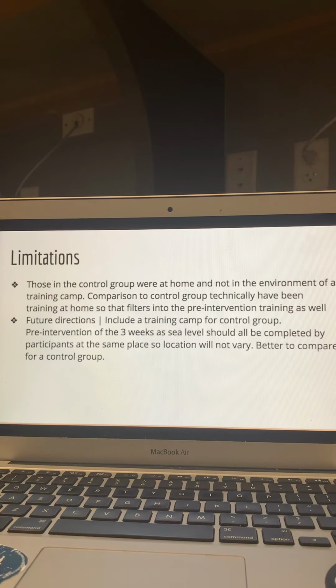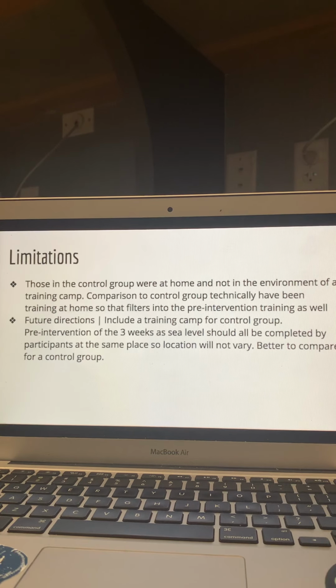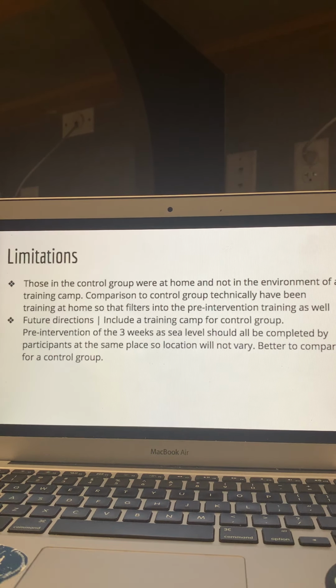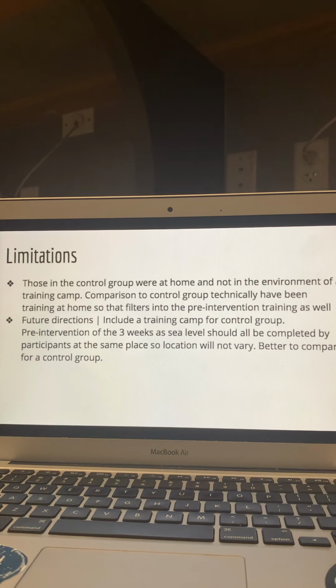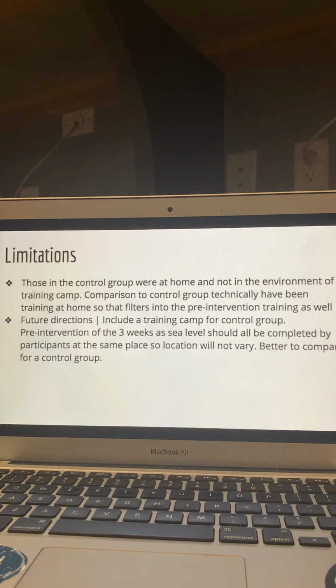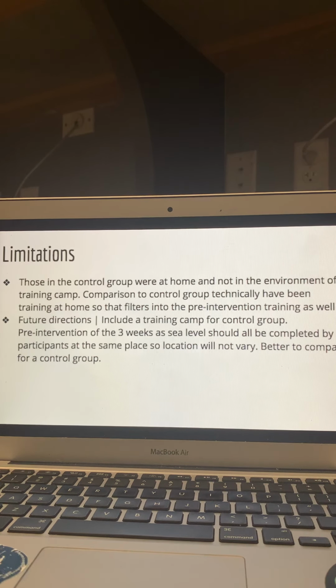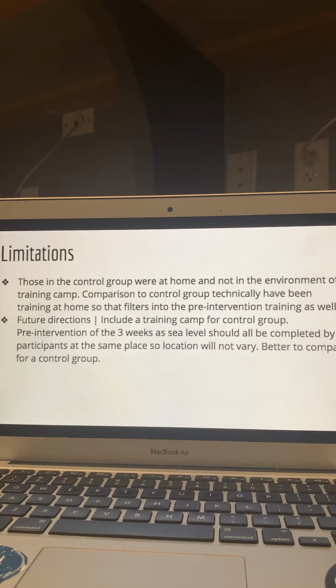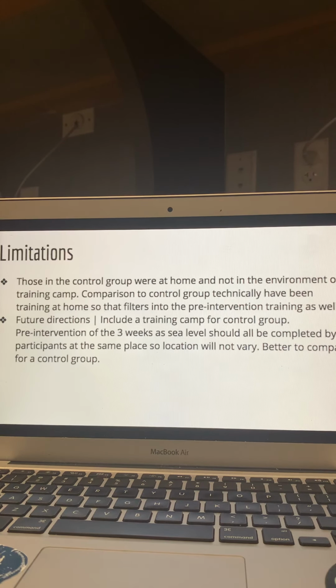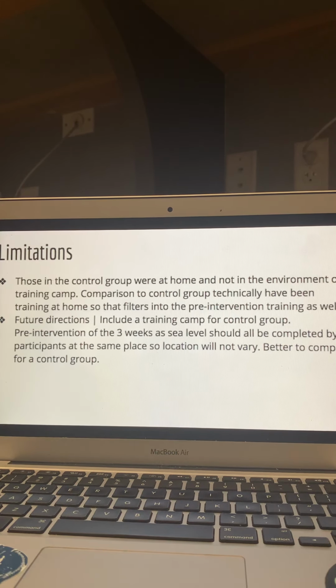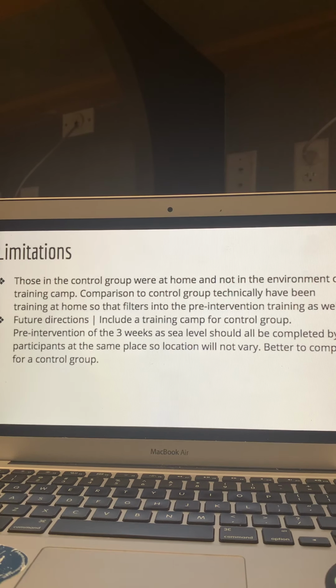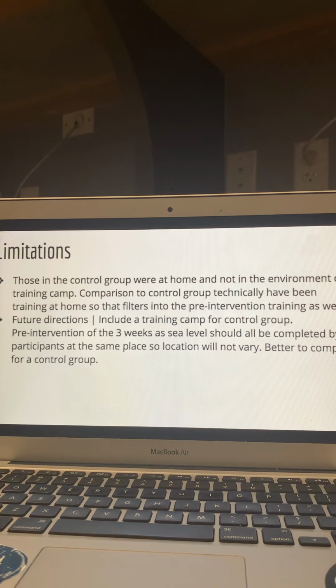Some limitations to note within this study are that those in the control group were at home or close to sea level, and they were not in the environment of a training camp as those that were at 1600 or 1800 meters above sea level. So a training camp effect was not considered for those in the control group. Technically they had been training at home, so that filters into the pre-intervention training as well.